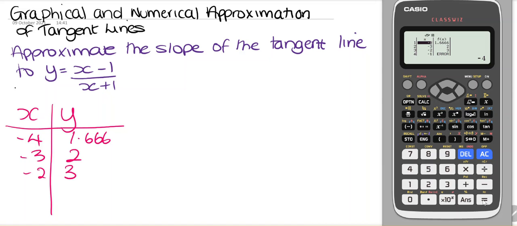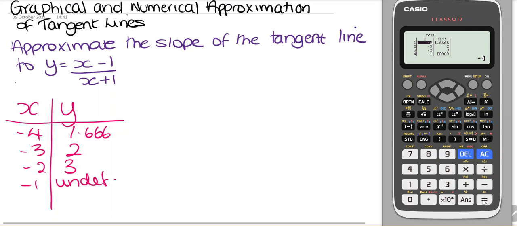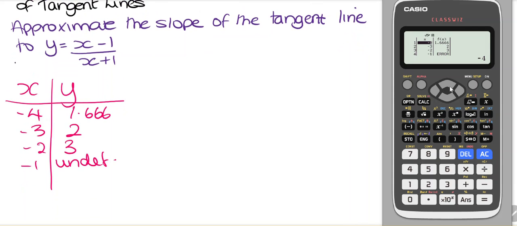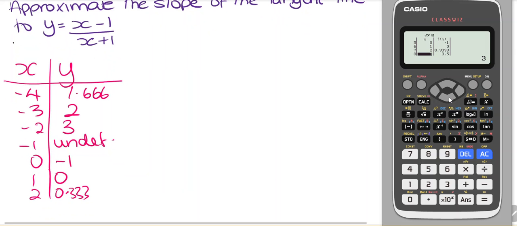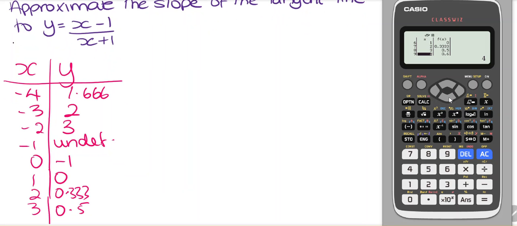So -1 is undefined. And we have 0 is -1. We have 1, 0. And then we have 2 and a third, or 2, 0.333. 3 and 0.5. And we have 4 and 0.6.